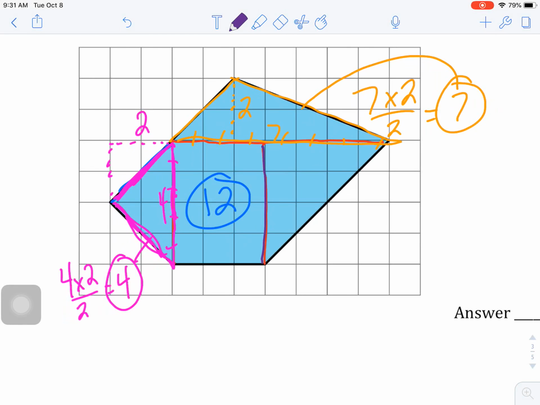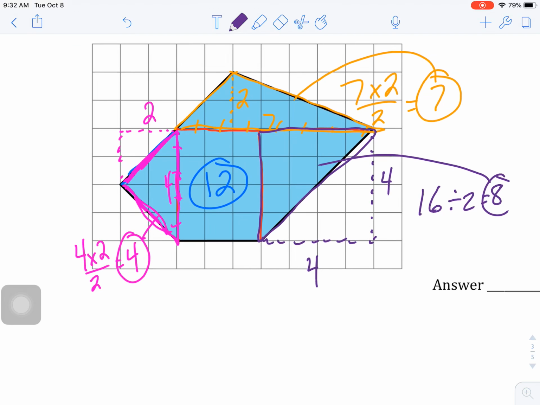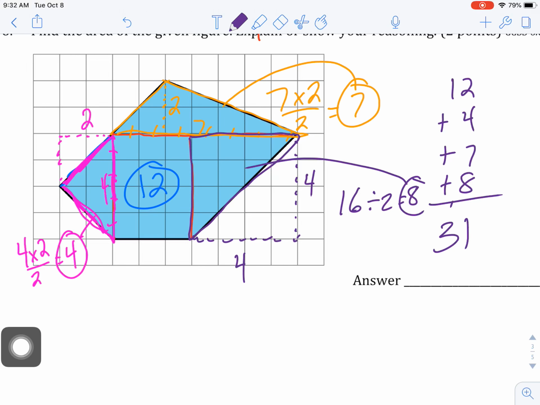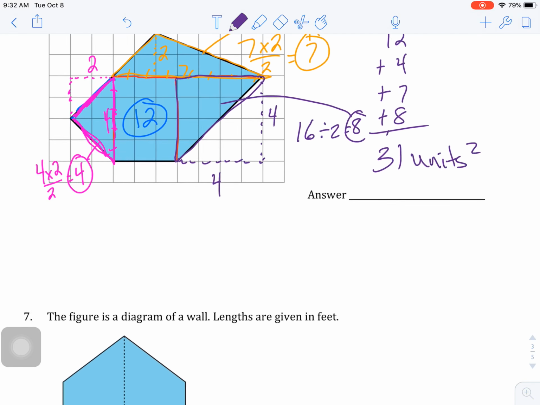This last one here in purple. Okay, on this triangle, I'll show you just another way I see it. If I make a 4 by 4 square, so that whole thing would be 16, but I'm going to divide that by 2. So that triangle there would be 8. So now I'm just going to go ahead and add up my circled numbers. 12 plus 4 plus 7 plus 8. And that'll give me my final answer, which is 31. Then we're going to label it units squared.